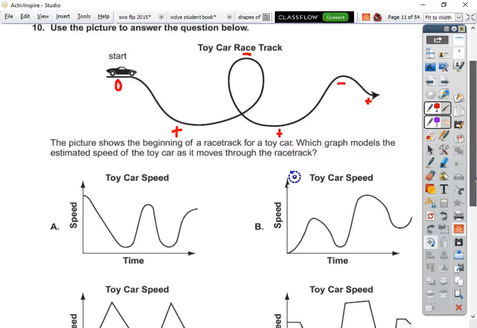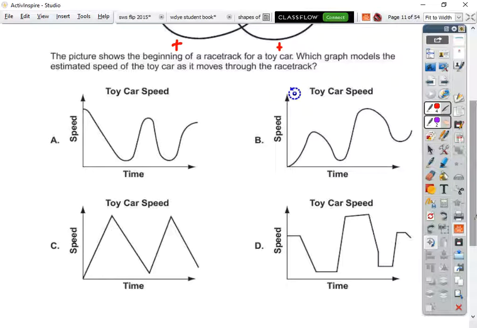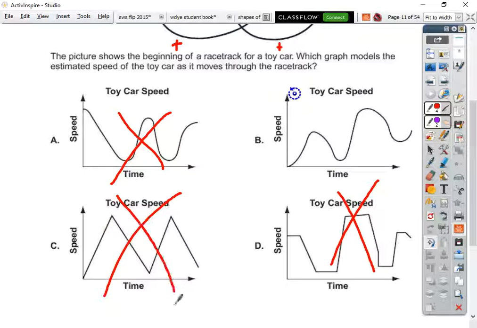So we need one that starts at 0. Right now we can eliminate this one and this one because they don't start at 0. We all know that you do not go at a constant speed as you're accelerating down a hill. So you know this cannot be the right answer. And so it has to be B.